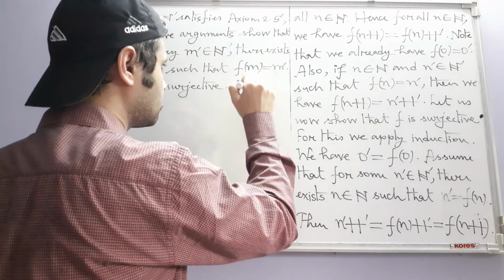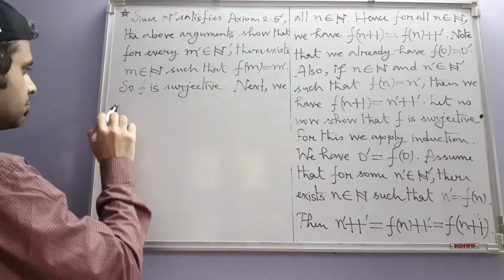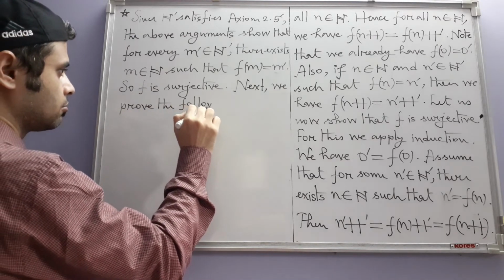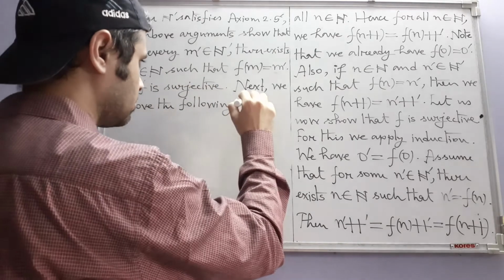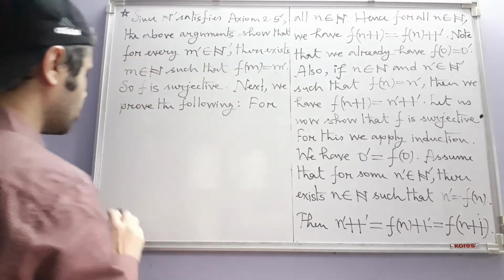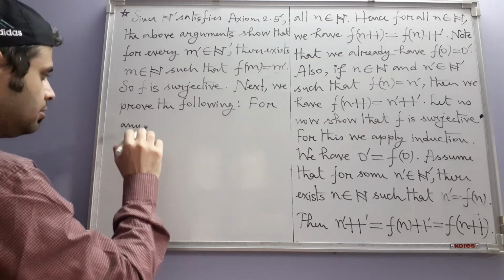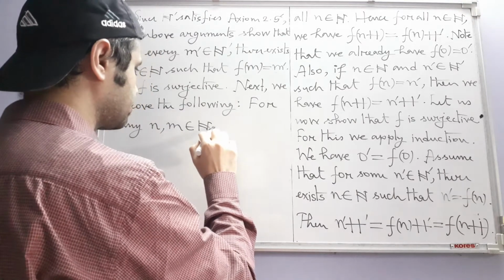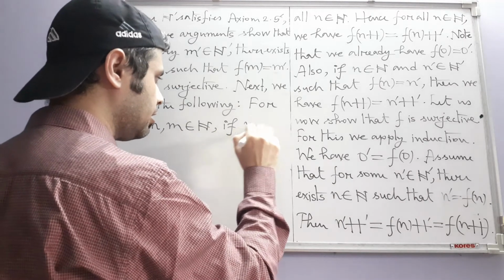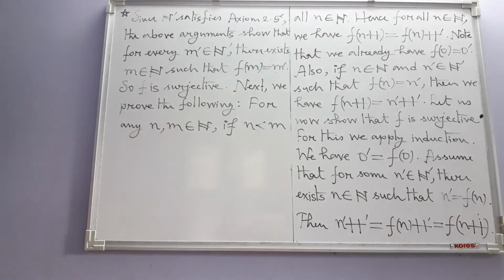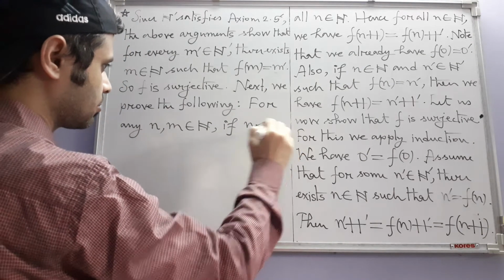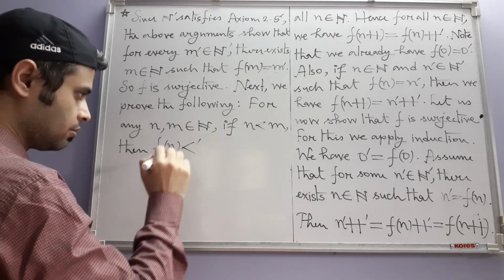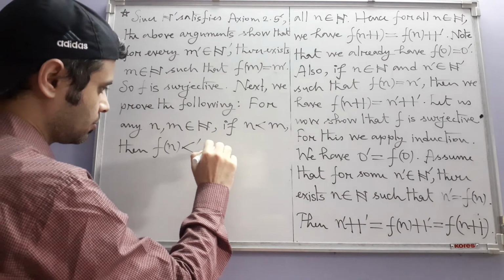Next we prove the following. For any n and m belonging to n, if n is less than m, these are ordinary natural numbers, if n is less than m, then f of n is less than, alternative less than f of m.